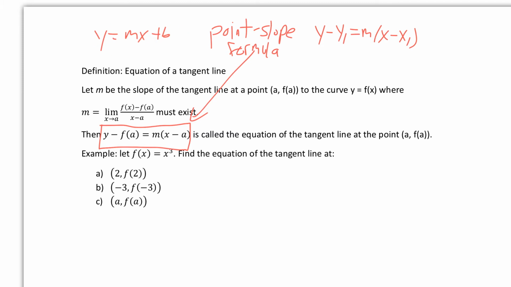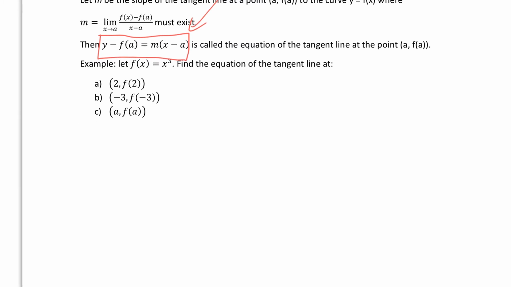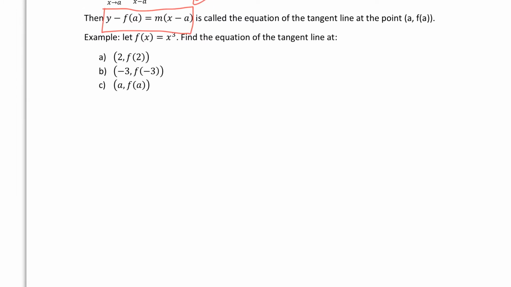But there are other formulas for making lines, and this one in particular is quite useful. It's called the point-slope formula. So you take a point, x1, y1, and you take a slope, m, and you plug it into the point-slope formula, and it also gives you an equation of a line. In this case, our point x1, y1 is the value a and f of a. So let's go ahead and try it on our example. We had our function x cubed, and we wanted to find the tangent line at those three locations.